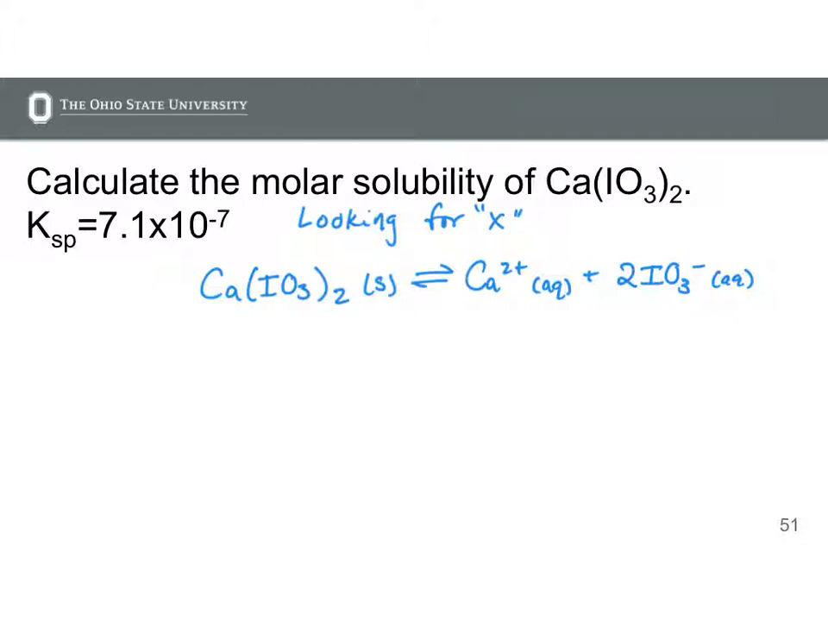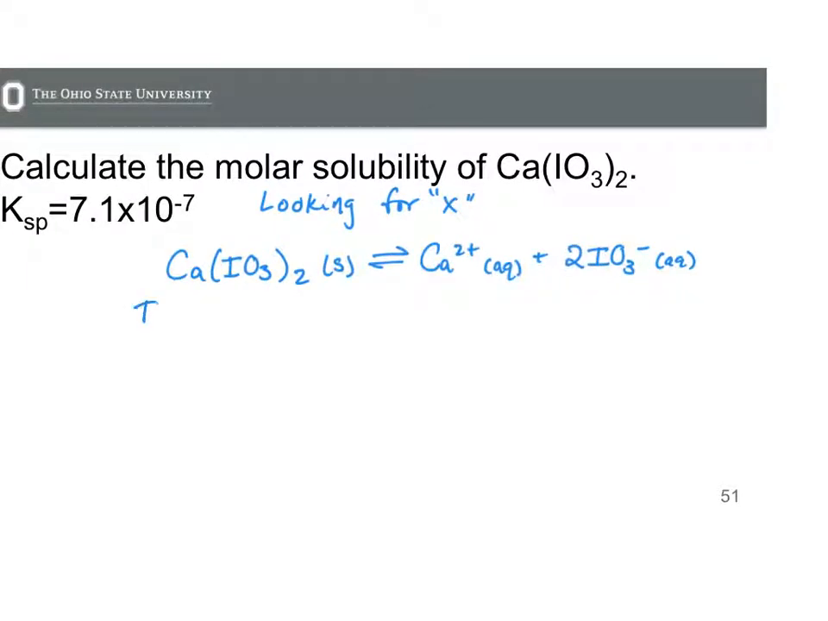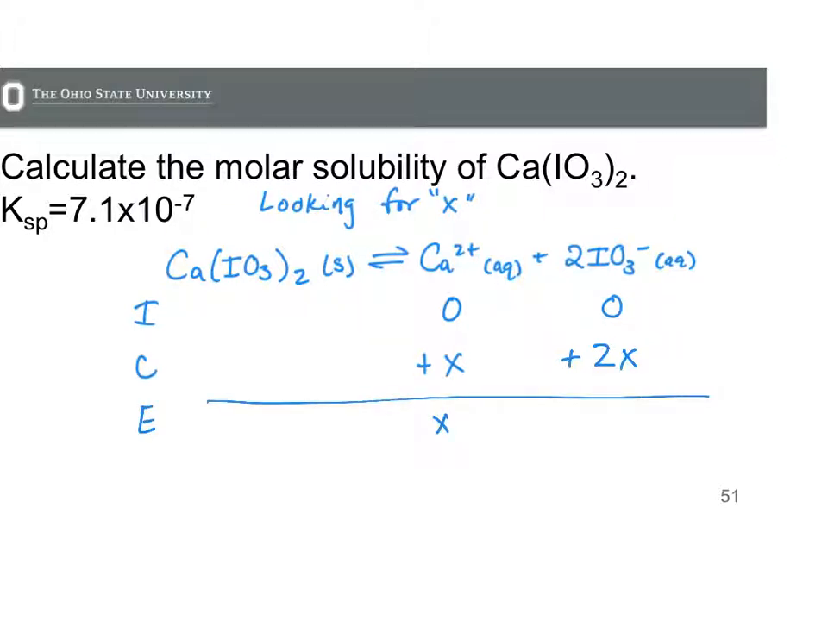You should have calcium iodate in equilibrium with 1 calcium ion and 2 iodate ions. And then make your ice table. Initial concentrations, we have 0 moles per liter of our products. So we're going to be forming some amount X of calcium and some amount 2X for the iodate. Don't forget that stoichiometric coefficient. So at equilibrium, we'll have X moles per liter of calcium and 2X moles per liter of iodate.